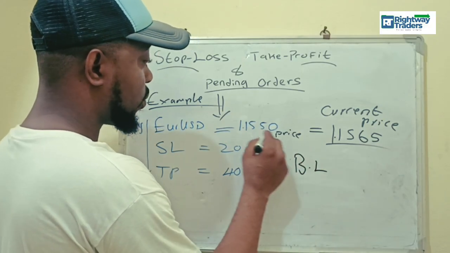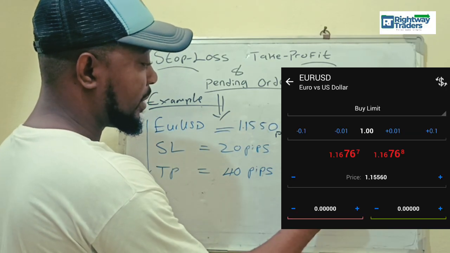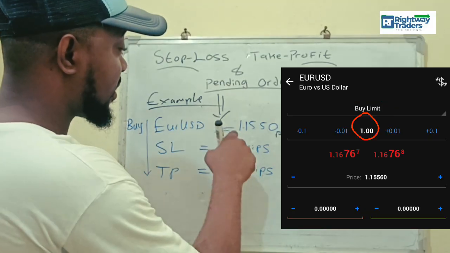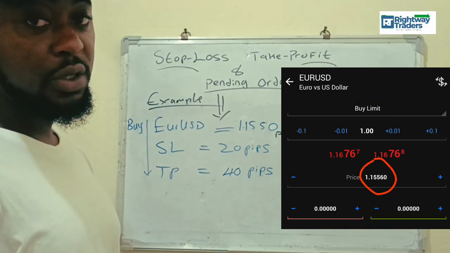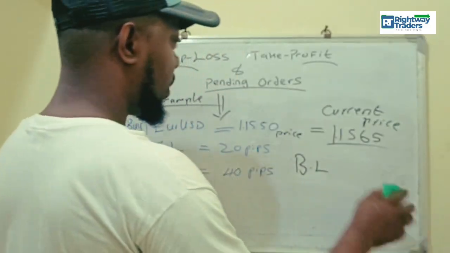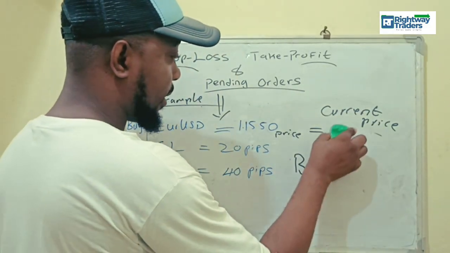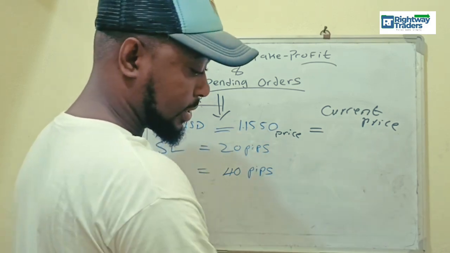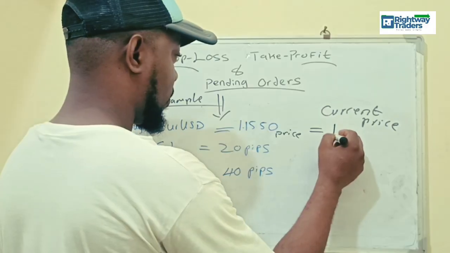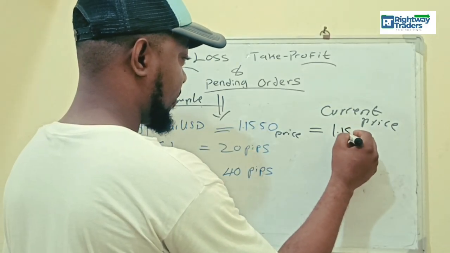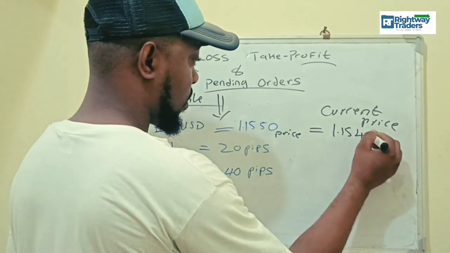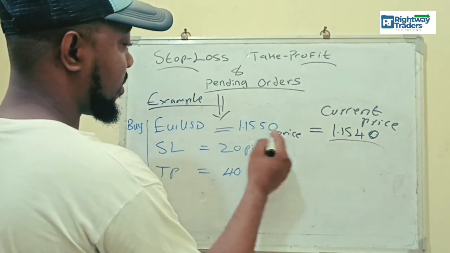Buy limit to enter this trade, you set your buy limit order, set your lot size, and you set the price that you want to enter. So let's say the current price is lower. If the current price is lower than this point here, 1.1540, this is a lower price other than this.